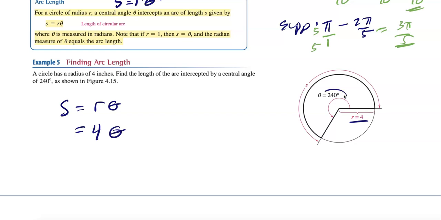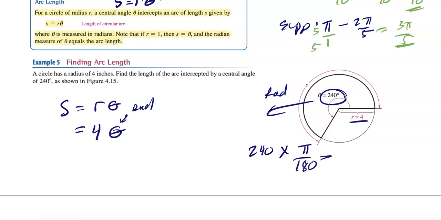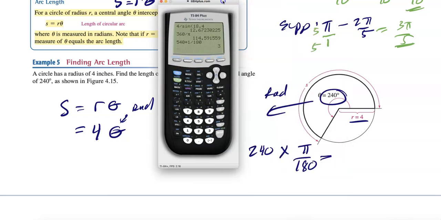But again, theta is not 240. You got to turn that to radians. So we have 240, and we change it to radians. That means I want pi on top, over 180. Or we could put it in our calculator. Let me show you how to do this in a calculator. So 240 divided by 180, leaving the pi out of it. And I get 1.33. That's also 4/3, but whatever.